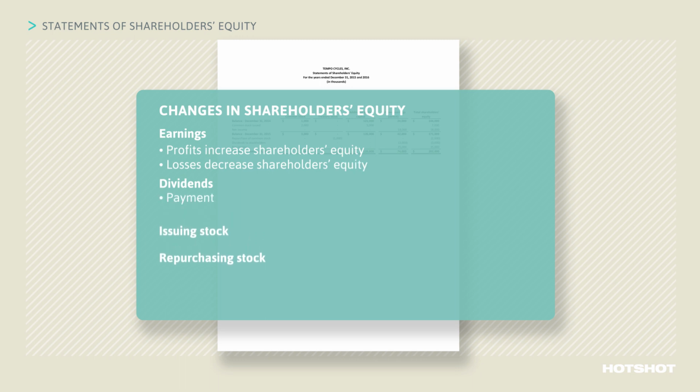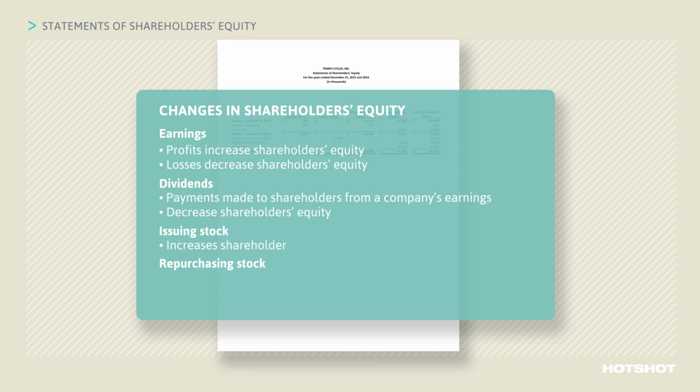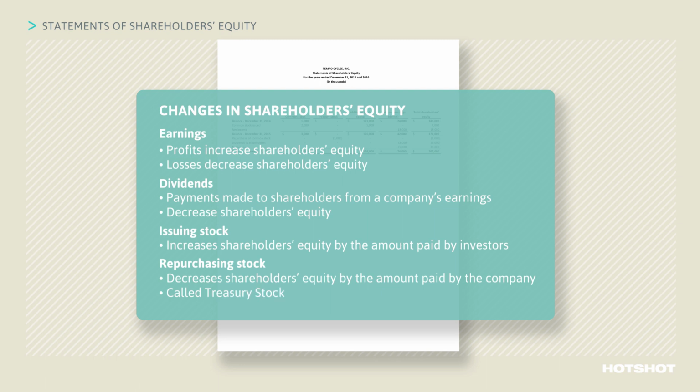Dividends are payments made to shareholders out of a company's earnings as a return on their investment. These payments decrease shareholders' equity by the amount of the dividends paid. Issuing stock to shareholders increases shareholders' equity by the amount the shareholders pay to the company to purchase the stock. And the repurchase of stock by a company decreases shareholders' equity by the amount the company pays to repurchase its shares. The repurchased stock is called treasury stock.